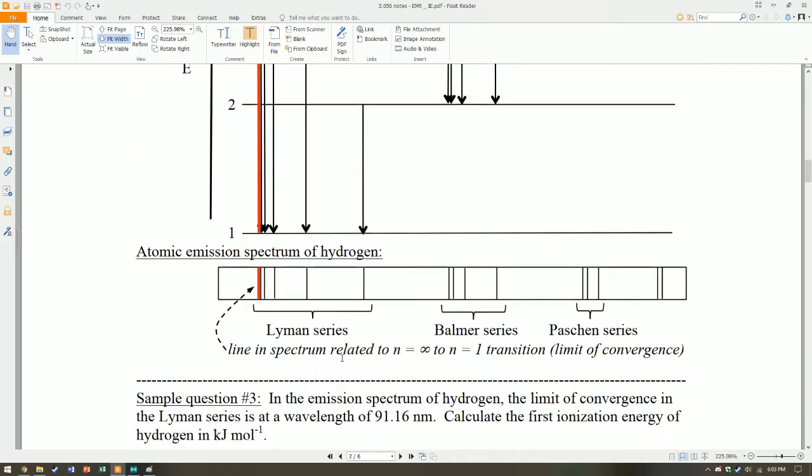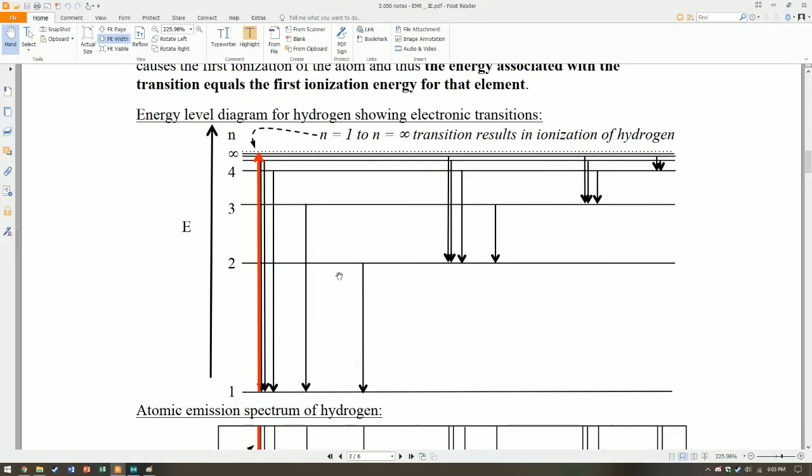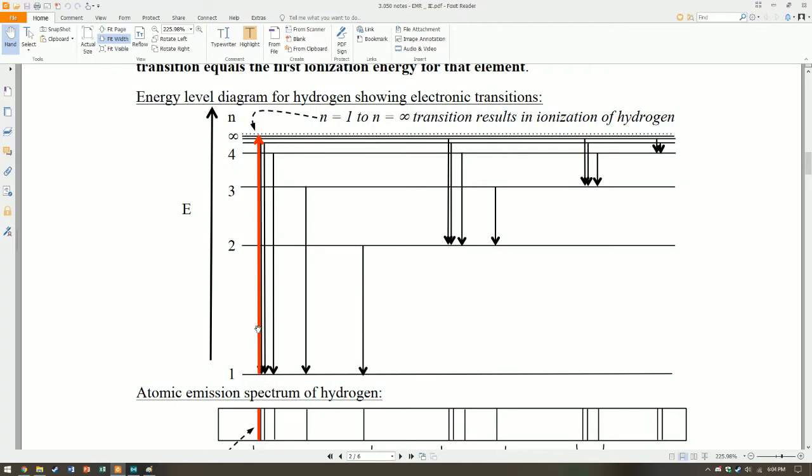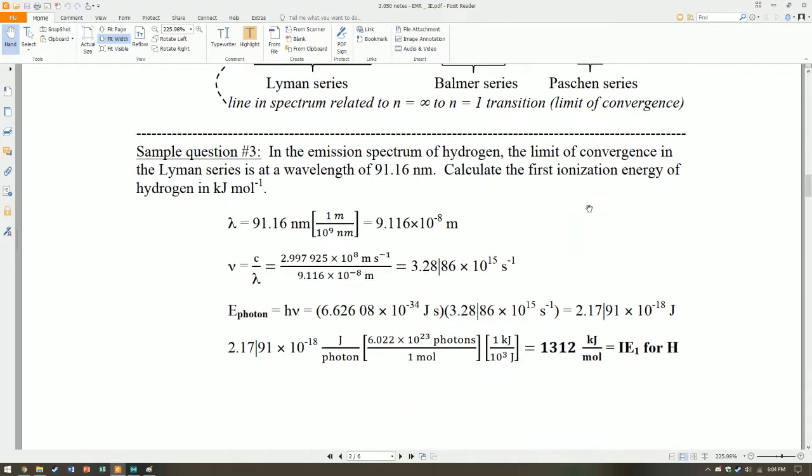As we can see here, these lines converge towards this wavelength here. That means that if we input that amount of energy, the electron will actually leave the atom. So the energy level transition from 1 to infinity results in ionization of the atom. In the emission spectrum here, the limit of convergence in the Lyman series is at this wavelength. Calculate the ionization energy of hydrogen.